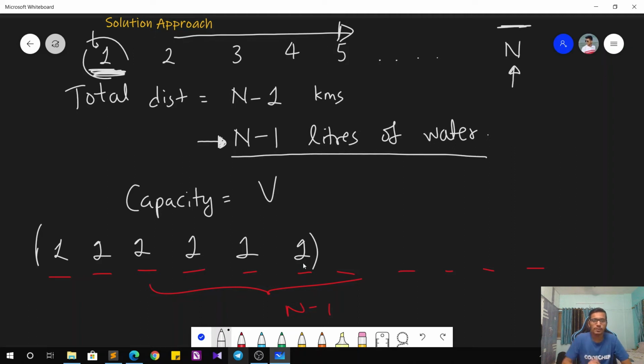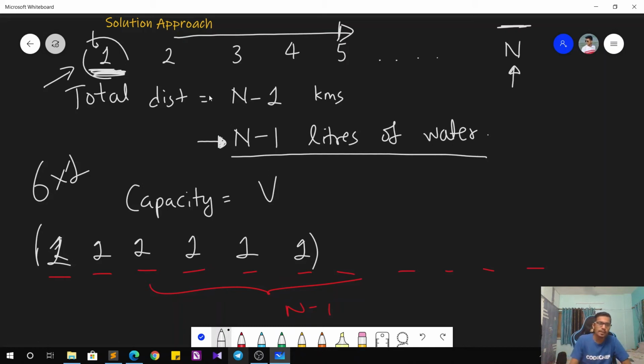Okay, so let's say if the value of V was 6, you fill 6 liters of water in checkpoint 1 only. So the total cost will be 6 into 1. And that's what you can see over here. We have written 6 times 1. So the addition is nothing but 6 into 1.